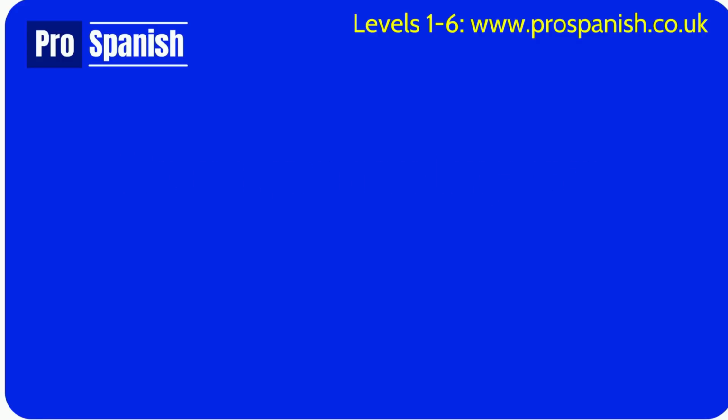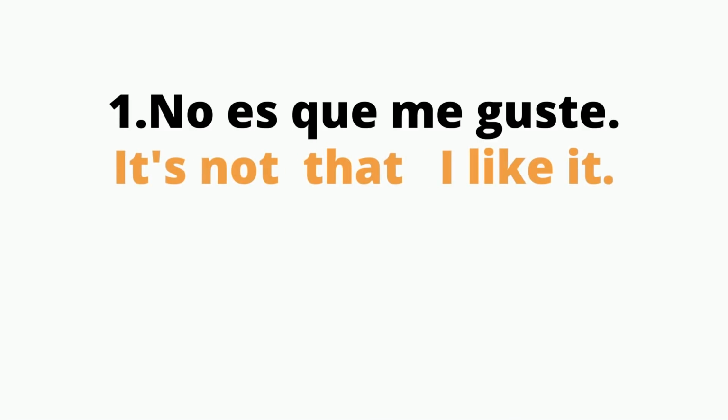So in this next phase, listen and read the phrases. If at all possible, read out aloud along with the recording. If not, just do that in your head. And then at the end of the sentence, try to work out the meaning, and it should be fairly clear, fairly guessable. 1. No es que me guste.